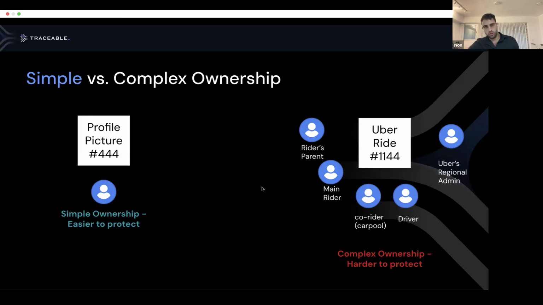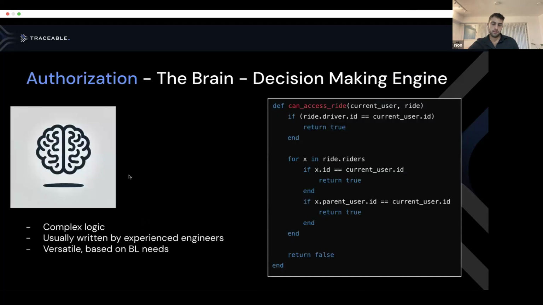And this is why usually when I look at the code of the authorization systems in these type of companies, it's kind of separated into two different components. When it comes to authorization, you have two components. The first one is the brain, the decision-making engine. This is where the complex logic comes into the picture.